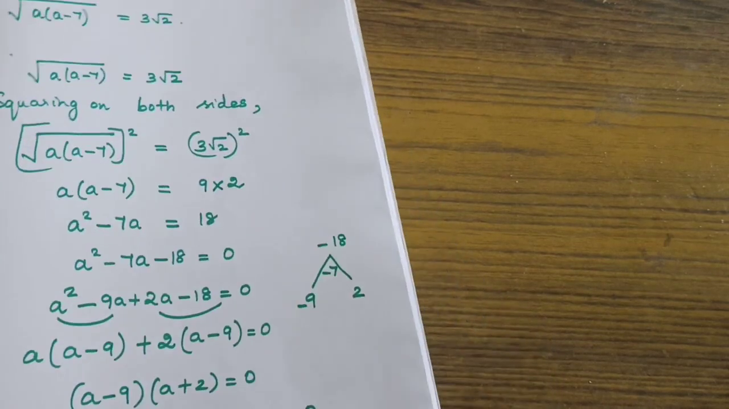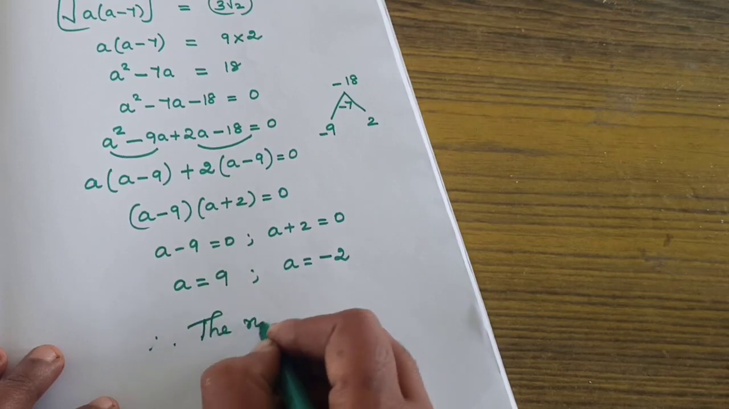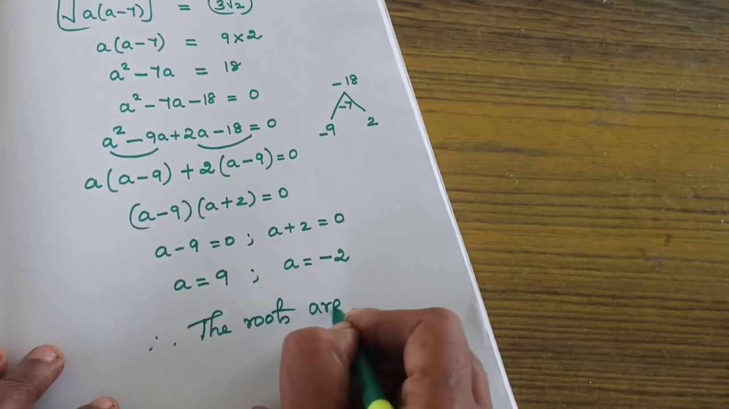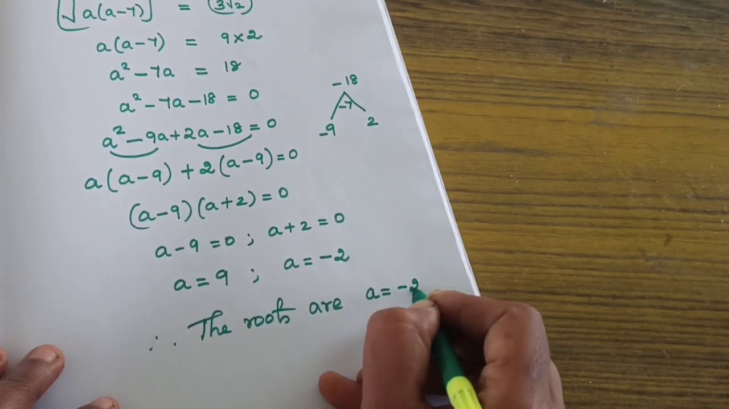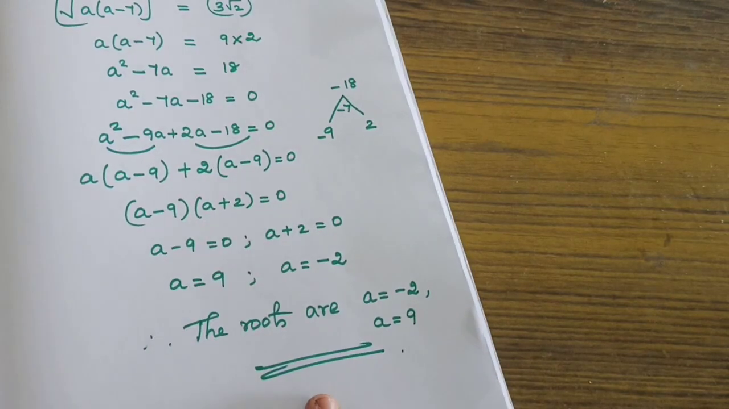Therefore, just check that the question is also given in the variable a, and the answer we are getting is also in a, so the answer is correct. Therefore, the roots are a equal to minus 2 and a equal to 9. That's all. Very easy, no?